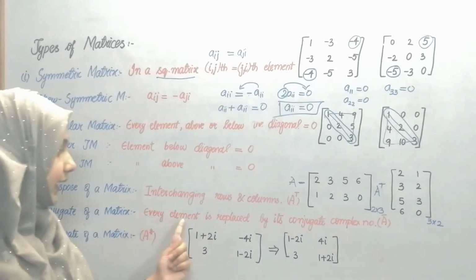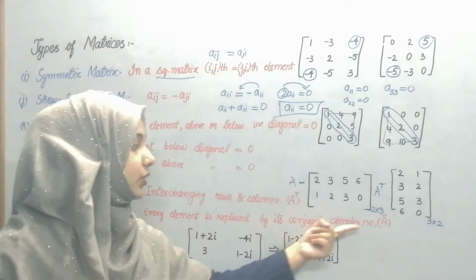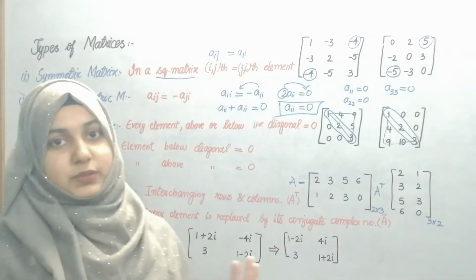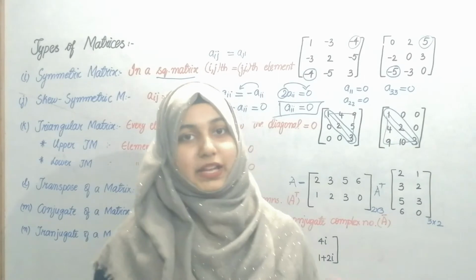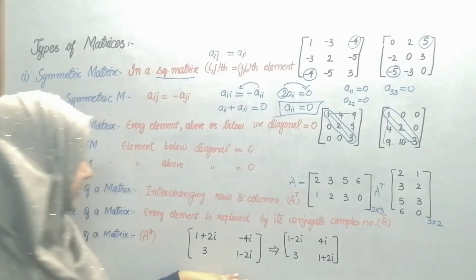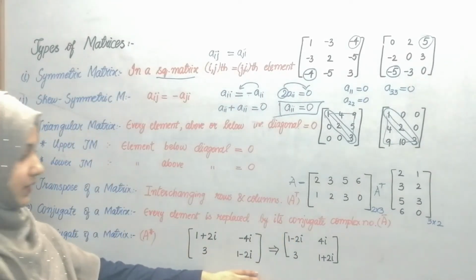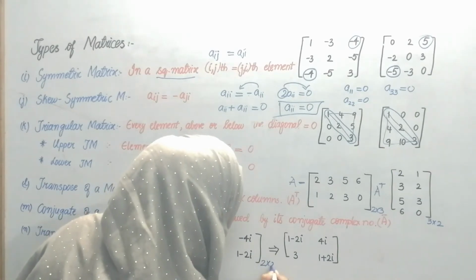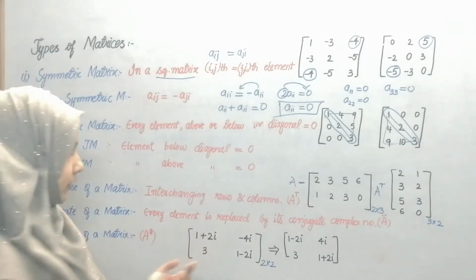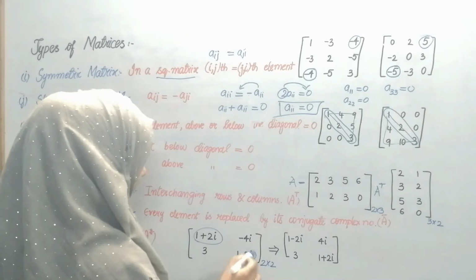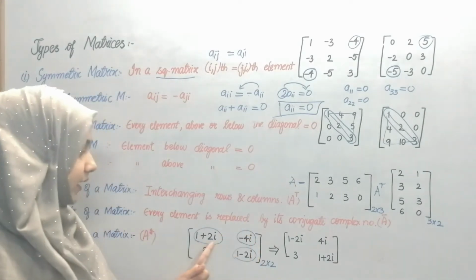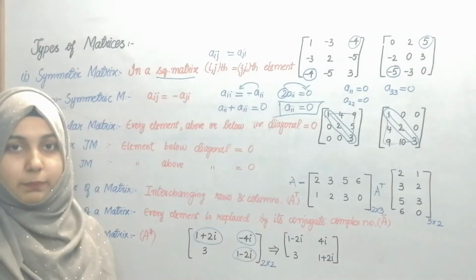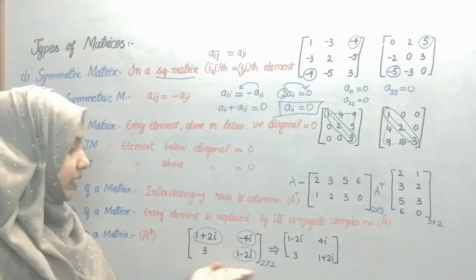Next one. Conjugate of a matrix. What is it? Every element is replaced by its conjugate complex number. In a conjugate matrix you will get complex numbers, meaning imaginary numbers. For example, let's take this. Suppose this is my matrix. It is a 2 by 2 matrix, 2 rows and 2 columns. So I've got complex numbers here, which are nothing but imaginary numbers. It's a complex number. So this is my given matrix.